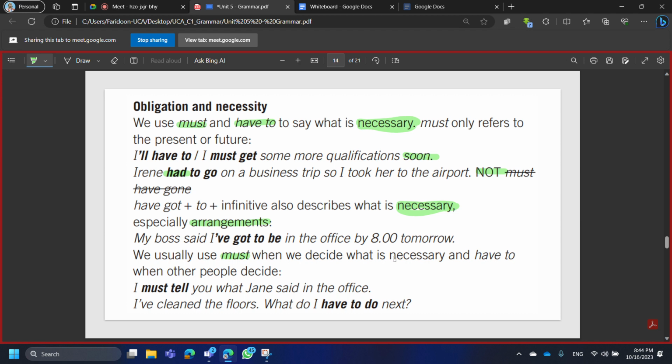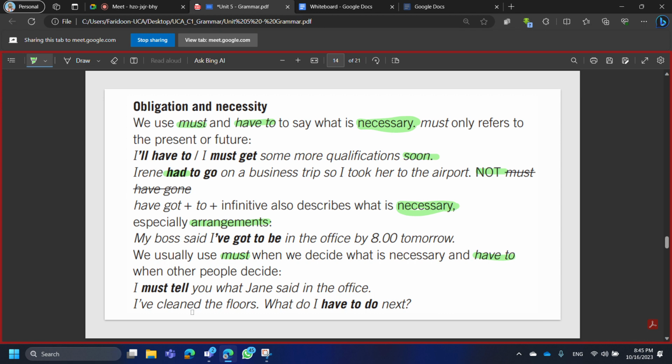If it's from inside, you think that you have to do it, you think that it's necessary. If it comes from outside, maybe your father, your mother, or other people tell you that it's necessary and you have to do it. When you're talking about something inside forced, must is the better choice. And if you're talking about something from outside, you can use have to. Examples: I must tell you what Jane said in the office. You think it's necessary. Others don't.